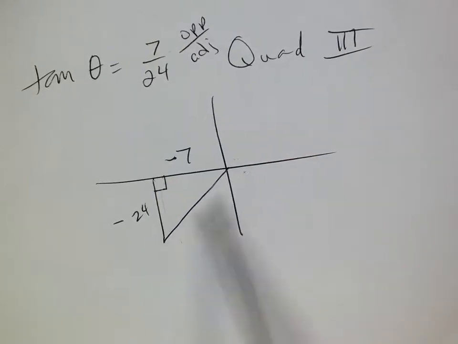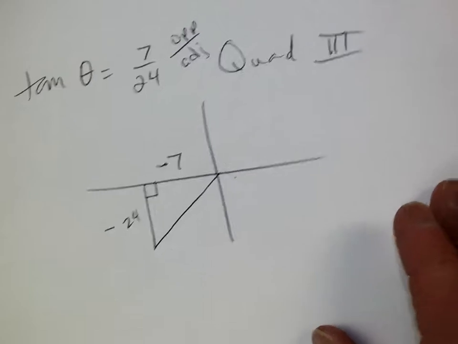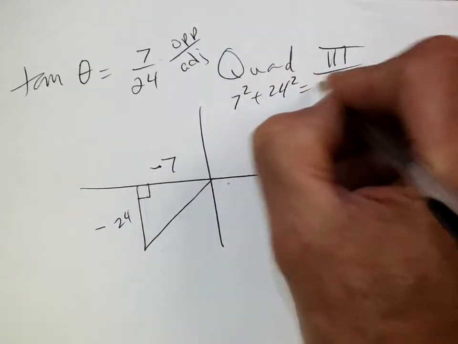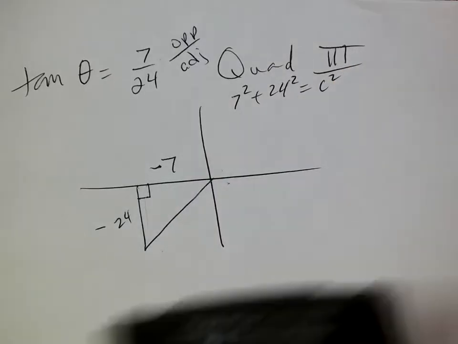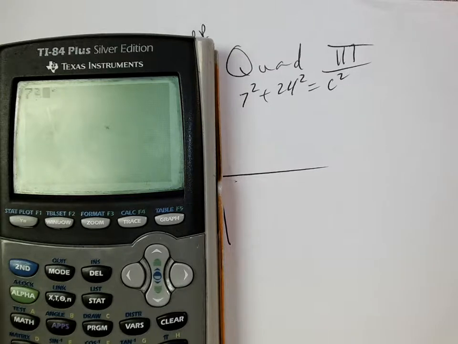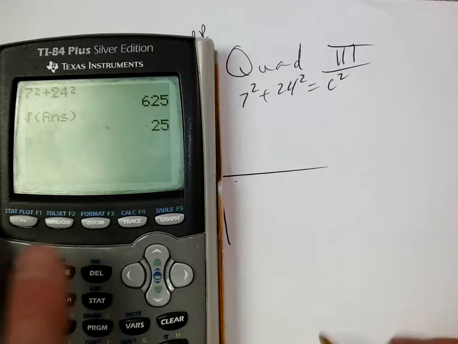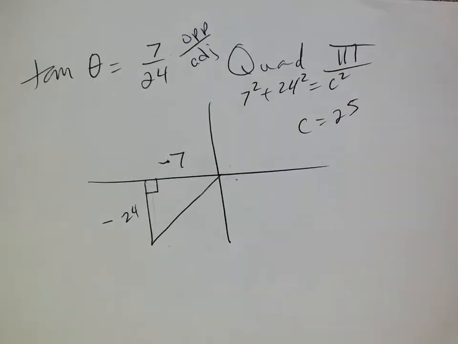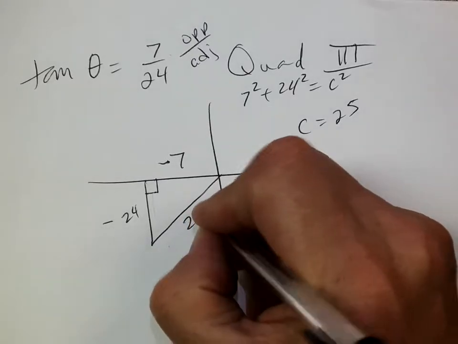Now we need this side, right? We need the radius, so we're going to use Pythagorean's theorem. Easy, right? I'm going to go 7 squared plus 24 squared equals c squared. Let's use my calculator. Let's just go 7 squared plus 24 squared, square root that answer. I get 25, right? So c is equal to 25, which is really the radius. Zane asked this question a little while ago. The radius is always positive because it's a length, right? So 25.